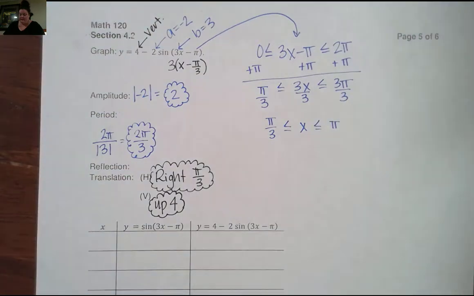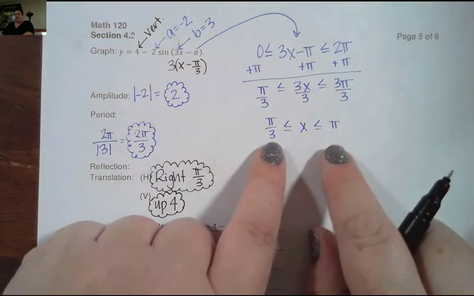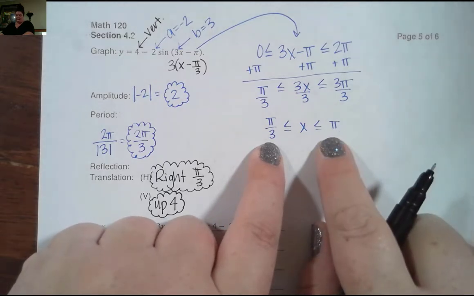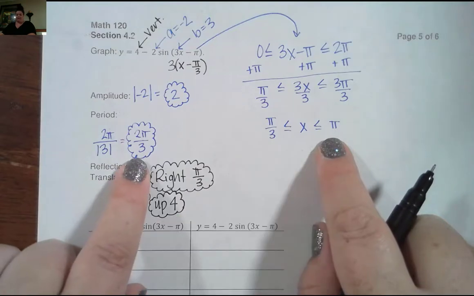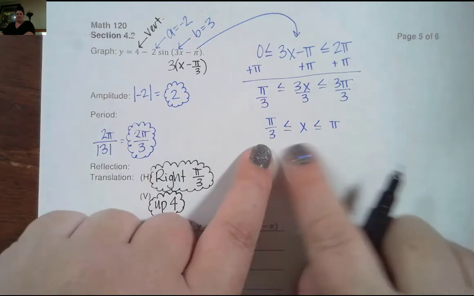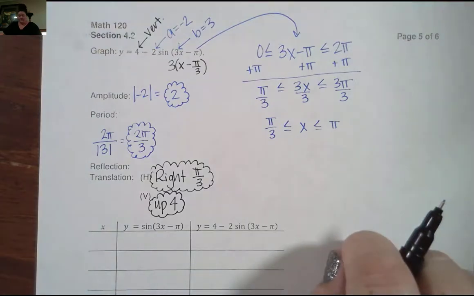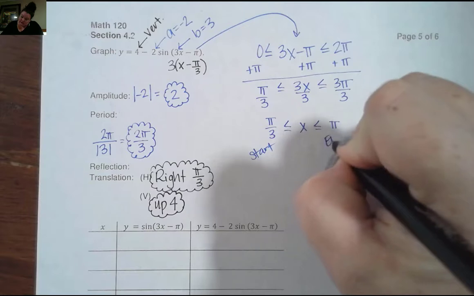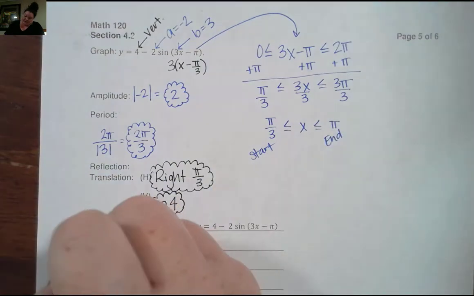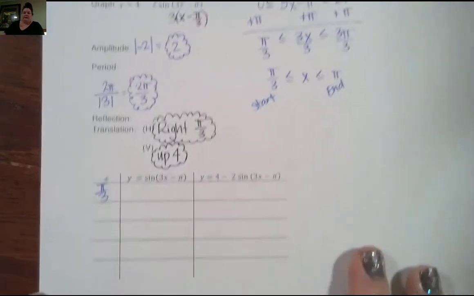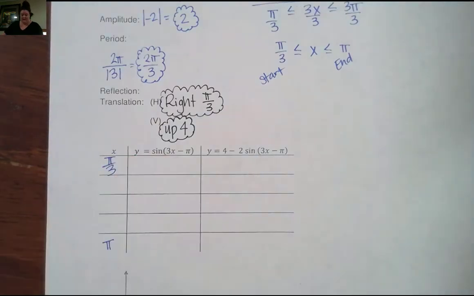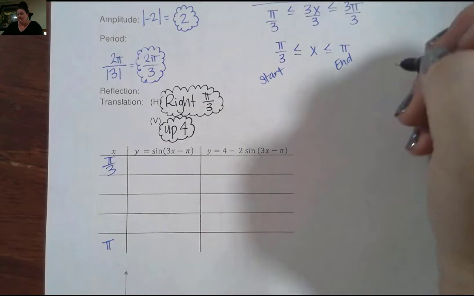So I end up with pi over 3 is less than or equal to x is less than or equal to pi. So hopefully you can tell here, to go from pi over 3 to pi, that is a distance, right? A period length of 2 pi over 3, right? Because it's 2/3 of that pi distance. All right, so this is our starting point. This is our ending point. So I'm going to go ahead and write those down here. We're starting at pi over 3 and we're ending at pi. Okay, so let's go ahead and find the center point.